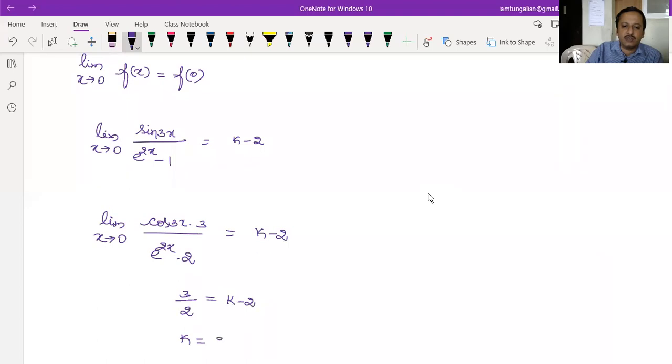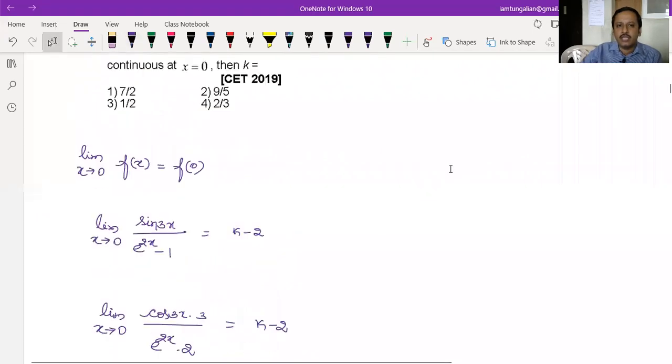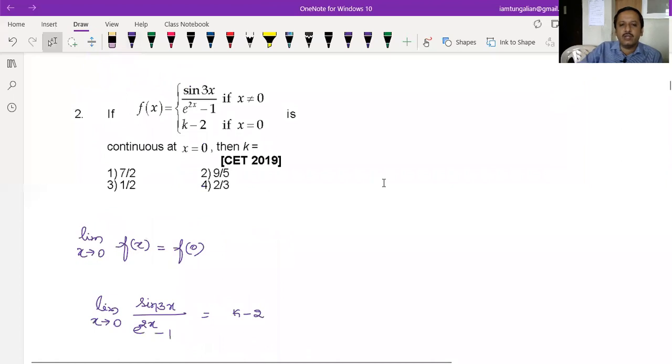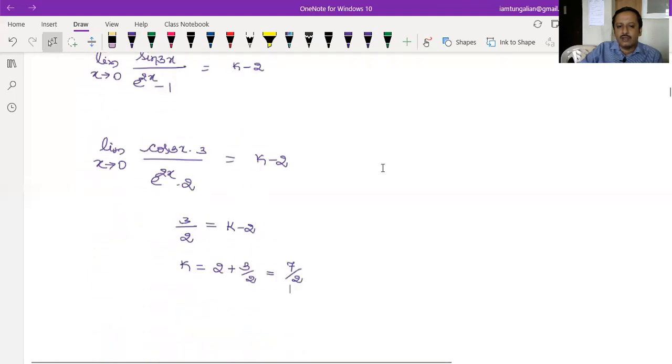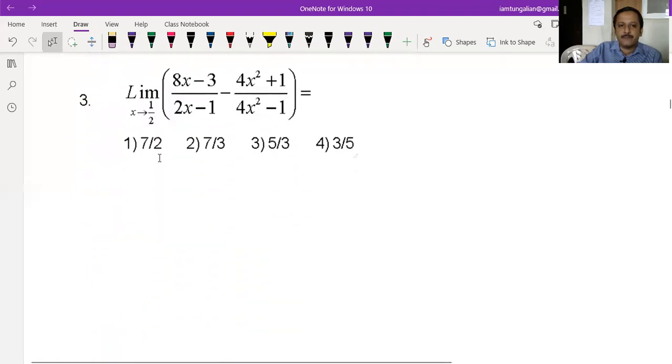Therefore, k is equal to 2 plus 3 by 2. That will give you 4 plus 3, which is 7 by 2. k is equal to 7 by 2, which is the first option. That's the answer. Next question.